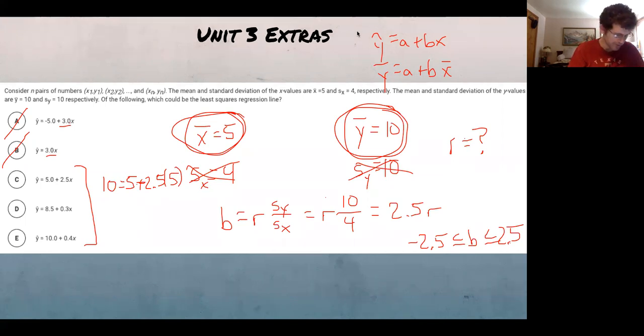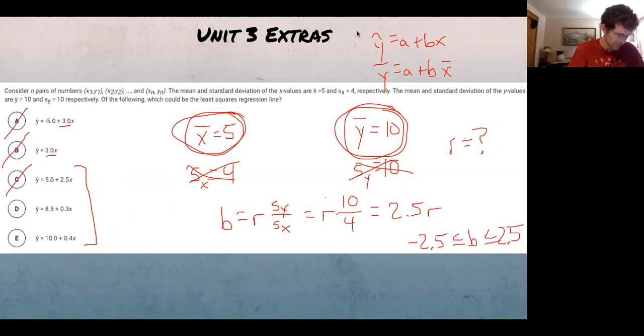So if you're with me, I can plug that in. 5 times 12.5, that's going to give me 10 equals 17.5. Well, no, that's not true. So this does not work. All right, so let's try another one.